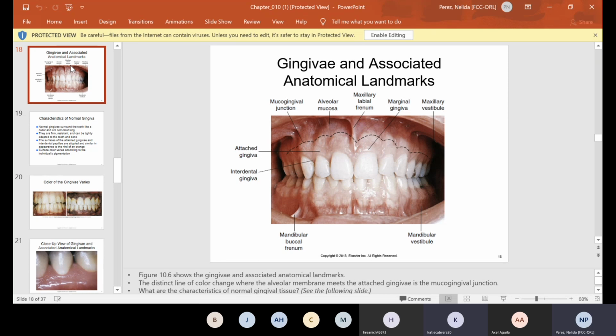Canines are usually the most yellowish because they're the bulkiest of the teeth. And because they are so bulky, they have the most dentin. So canines are usually a little bit more yellow than all the rest of the teeth. Good question. Anybody else with a question?